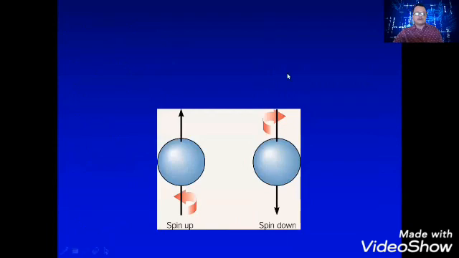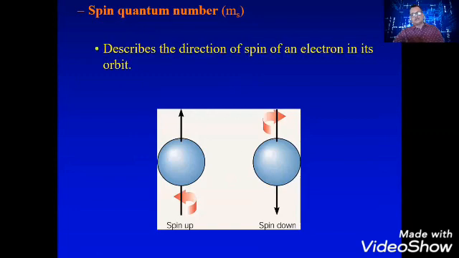Then the 4th quantum number. I have already told you that when the electron revolves around the nucleus, it also spins. The spin may be clockwise or anti-clockwise, and the spin quantum number is represented by ms, and it can have the value plus half or minus half to represent whether it is an up spin or a down spin, whether it is a clockwise spin or an anti-clockwise spin. So these are the 4 quantum numbers.